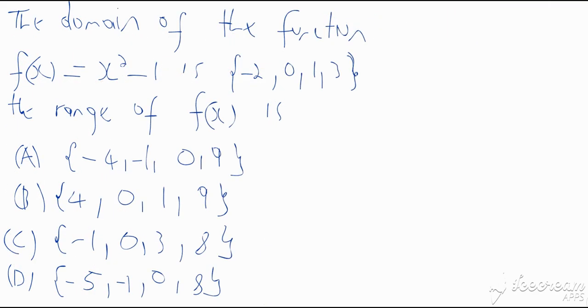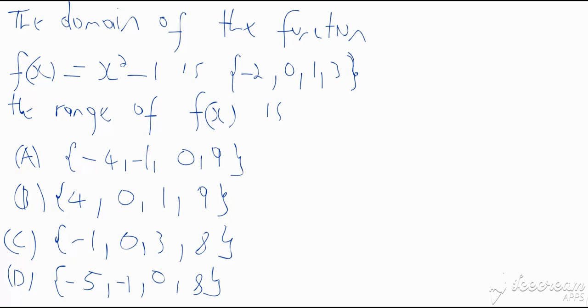Alright, here we go again. The domain of a function f of x is a set -2, 0, 1, 3. The range of the function f of x is... Now, just to clarify, there is a difference between the range and the codomain. The range is actually a subset of the codomain, and it involves the elements that are mapped onto.